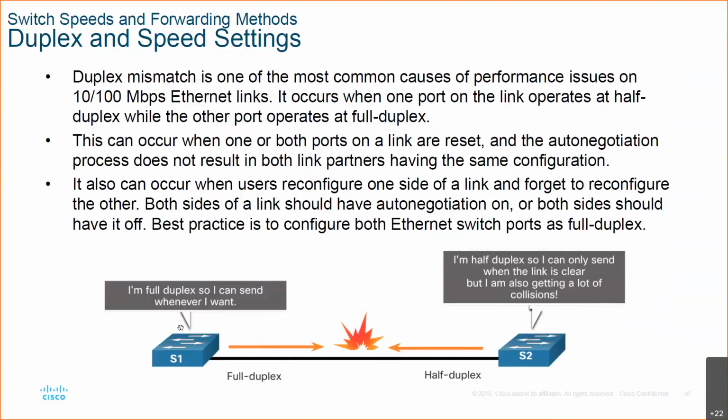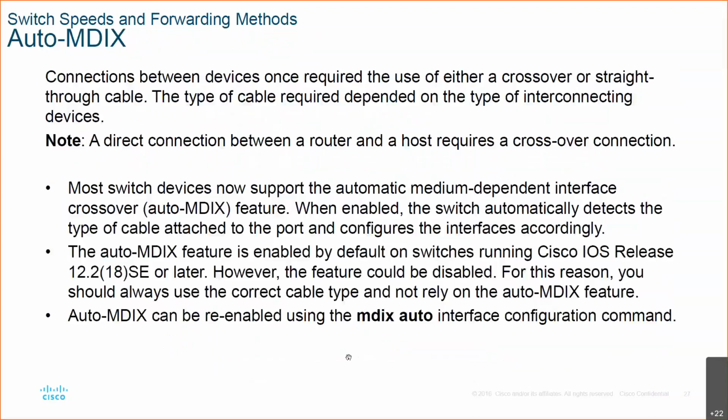If you're connecting a full duplex with a half duplex, you are slowing down your network. Because in a full duplex, you can send whatever you want. In half duplex, you have to wait to make sure that there are no collisions. That is why we don't use hubs in our networks anymore. All the switches are full duplex.